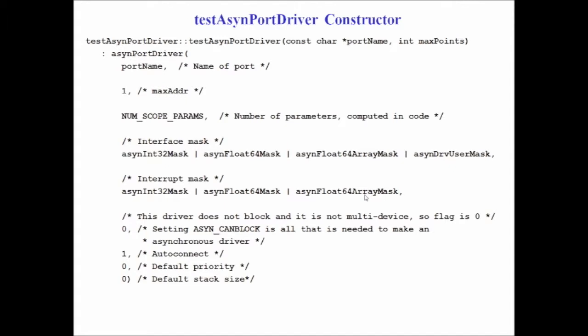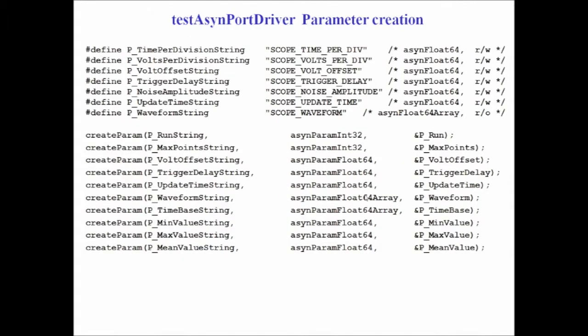This is the mask of interfaces that it's going to support: int32, float64, and float64 array, and deriv user. So those are the 4 interfaces this driver supports. These are the 3 interfaces that are supported for callbacks, because we don't do callbacks on the deriv user interface. We set this flag to 0 because it does not block and it's not multi-device, so that flag is 0. It does auto-connect, and we set the default priority and stack size.